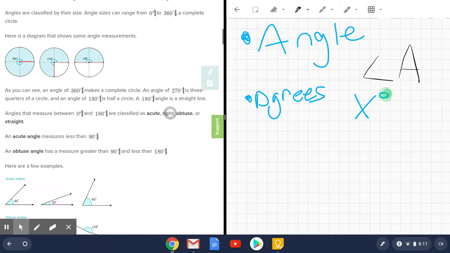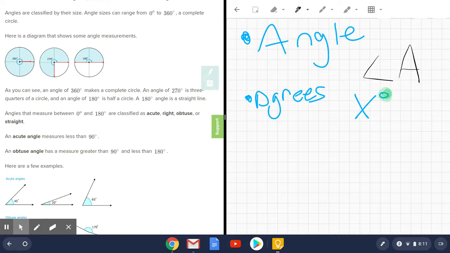As you can see, the angle of 360 degrees makes it a complete circle, right? So if I were to say, do a 360, you would just turn around once and end where you started. An angle of 270 degrees is 3/4 of a circle, and an angle of 180 degrees is half of a circle. A 180 degree angle is a straight line. Angles that measure between 0 degrees and 180 degrees are classified as acute, right, obtuse, or straight.